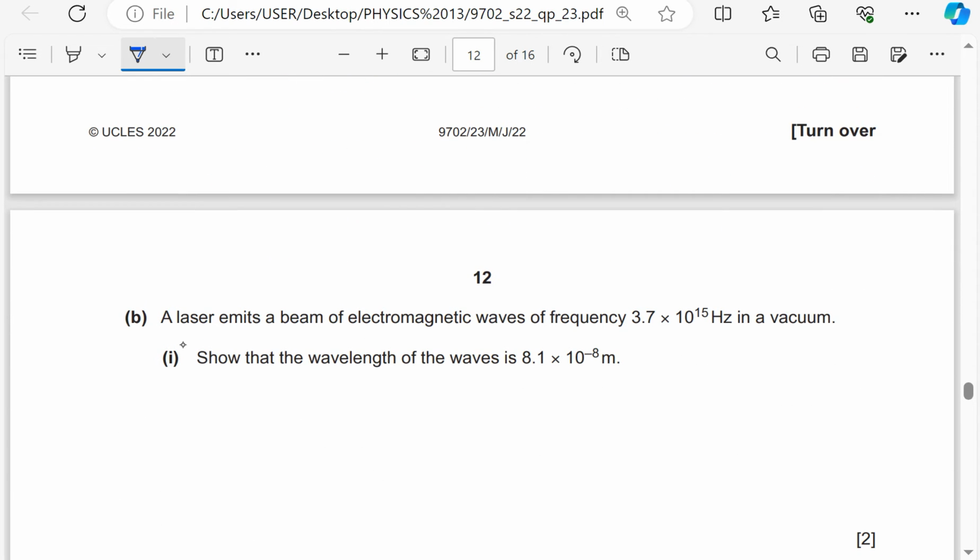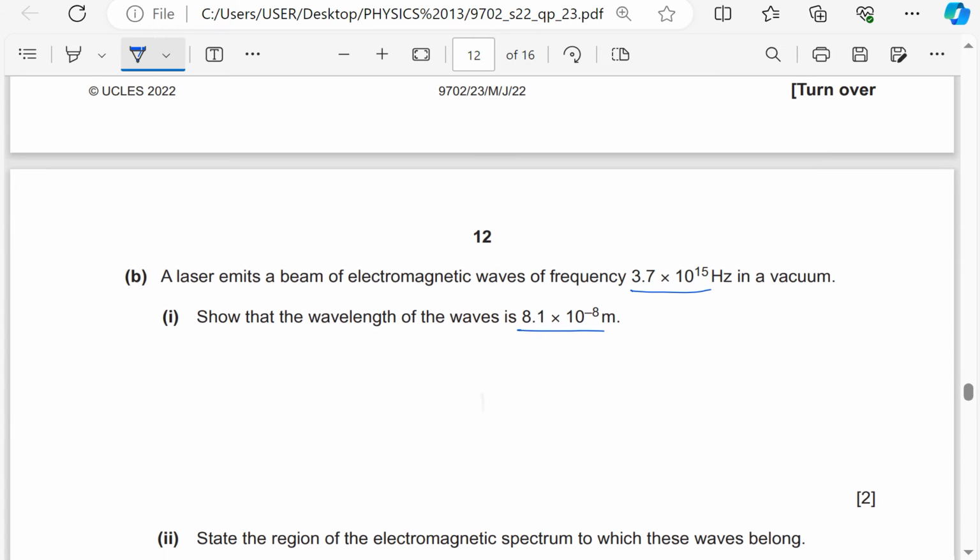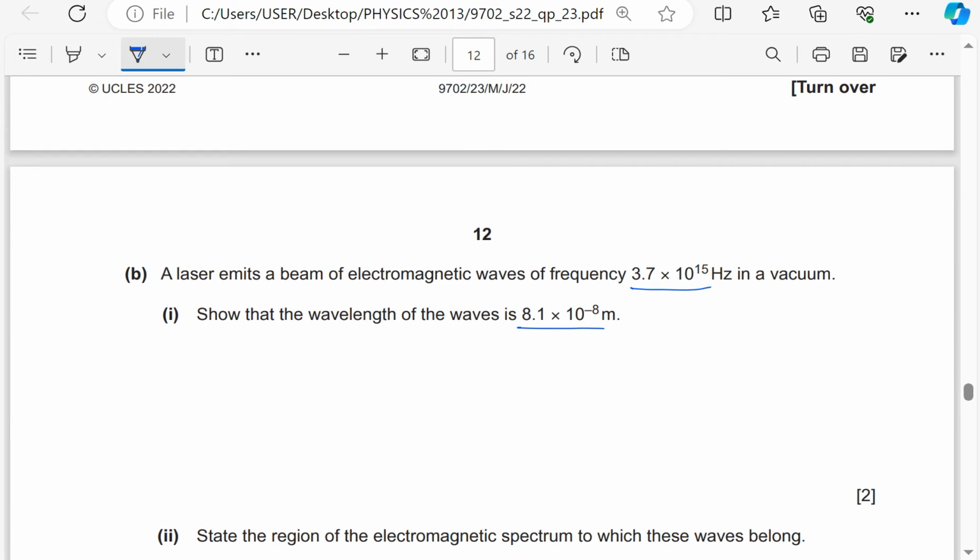A laser emits a beam of electromagnetic waves of frequency 3.7 times 10 to the power of 15 Hz in a vacuum. Show that the wavelength of the waves is 8.1 times 10 to the power of minus 8. So this is a laser, so we don't need to be told the speed of light.